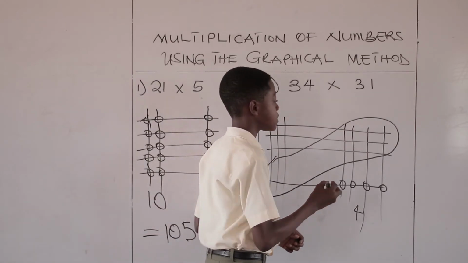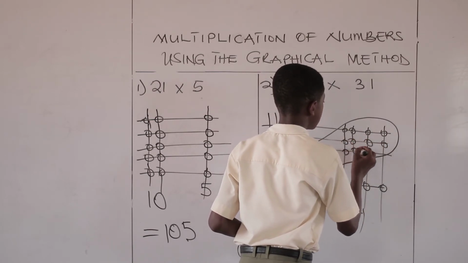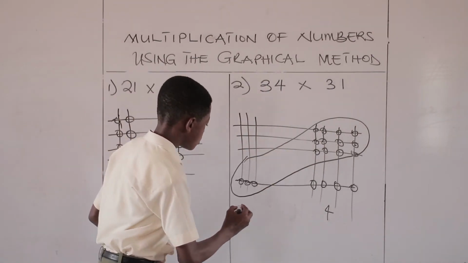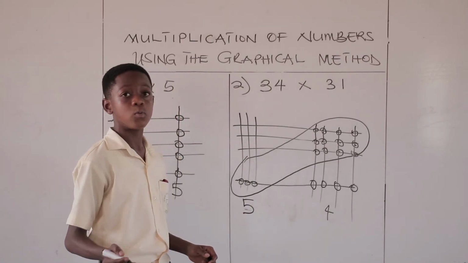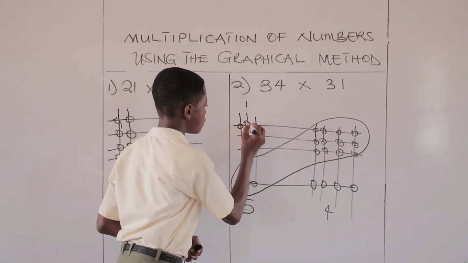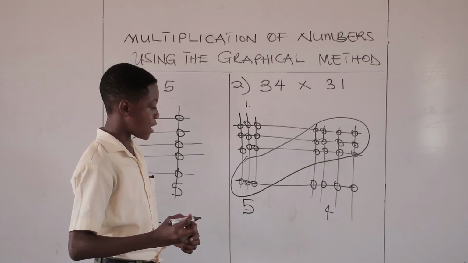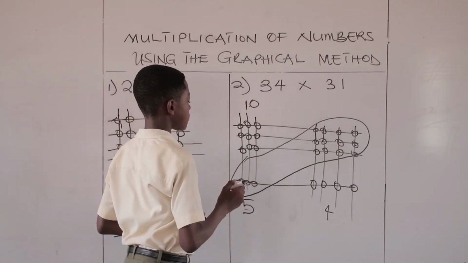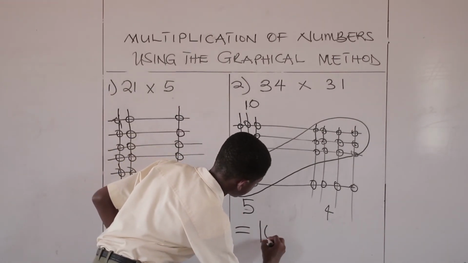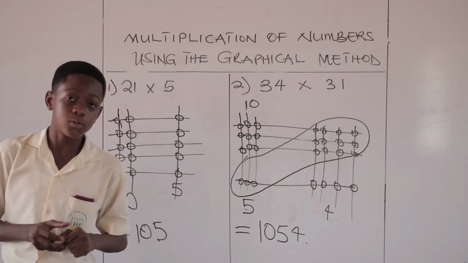Now let's count the intersections. 1, 2, 3, 4, 5, 6, 7, 8, 9, 10, 11, 12. 30, 40, 50. We got 50. So we write 5 for the middle number and we carry 1 as a remainder to the next number. Now let's count the intersections. 1, 2, 3, 4, 5, 6, 7, 8, 9, from the remainder, which is 10. So 34 times 31 is equal to 1054.